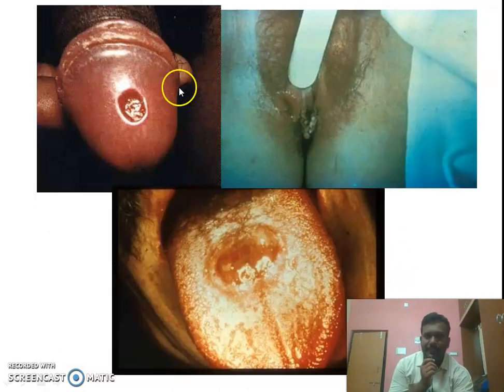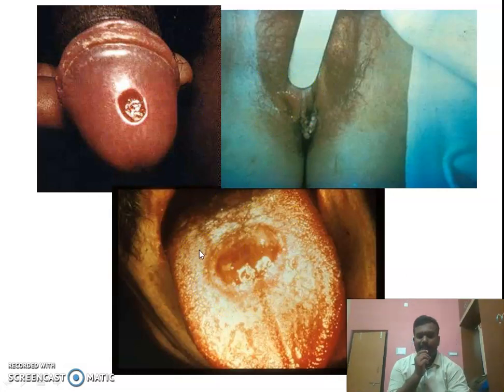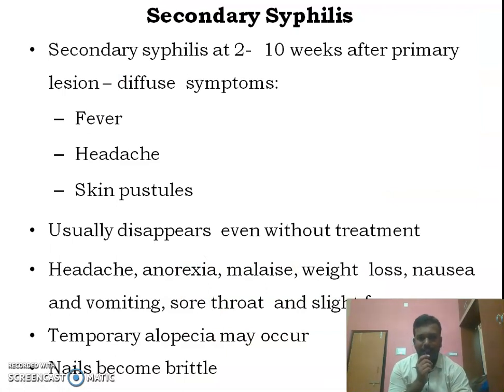In this picture we can see canker development in the penile region as well as the vaginal region and even on the tongue, so we observe it in both extragenital and genital regions. Coming to secondary syphilis, it is observed 2 to 10 weeks after primary syphilis, and the symptoms we observe are fever, headache and skin pustules. These are the common symptoms, and all of them disappear even without treatment. Along with these, we also observe anorexia, malaise, weight loss, nausea and vomiting, sore throat and slight fever, and we also observe temporary alopecia and brittle nails.